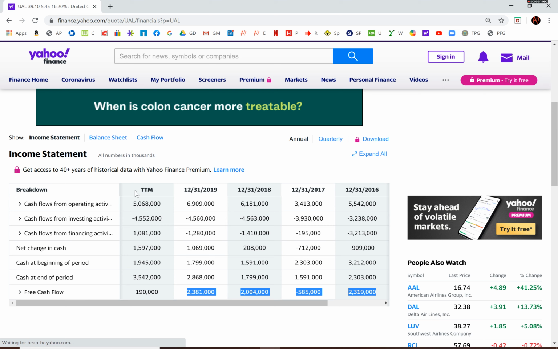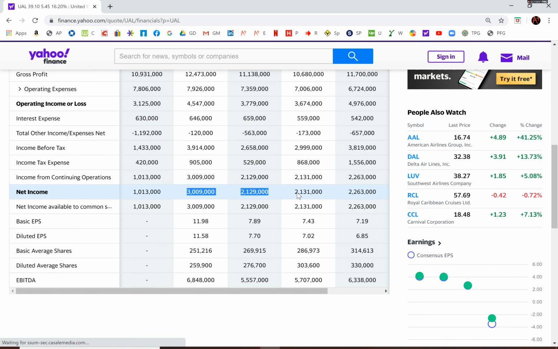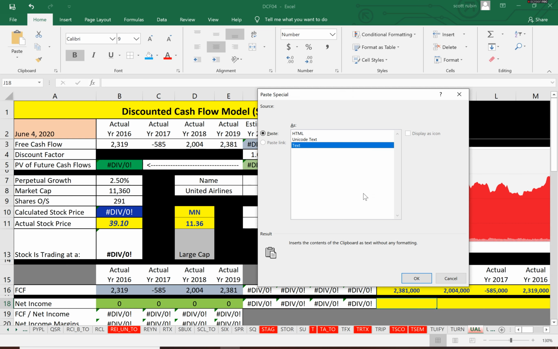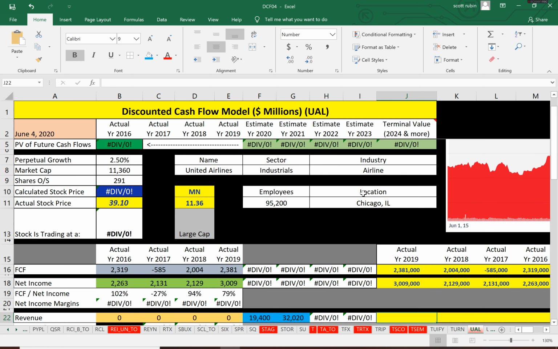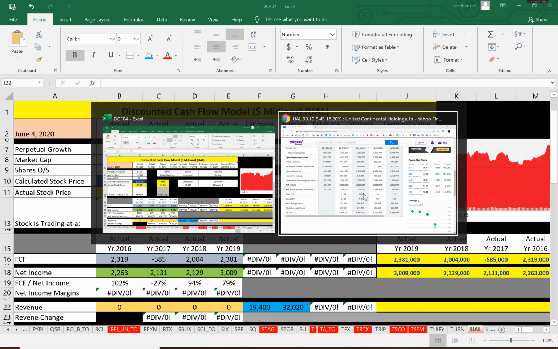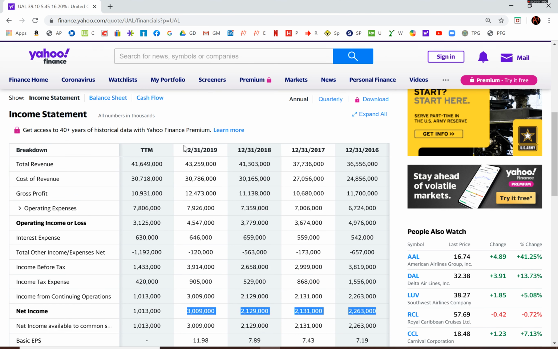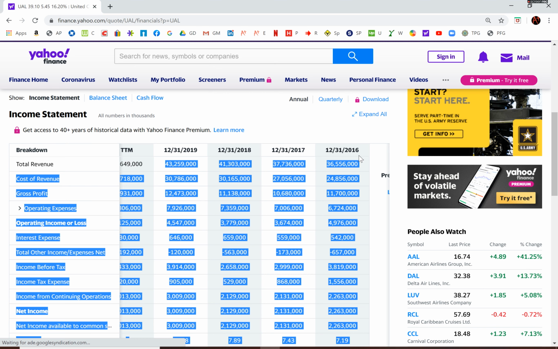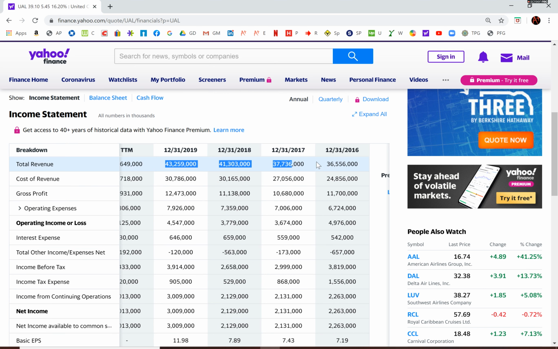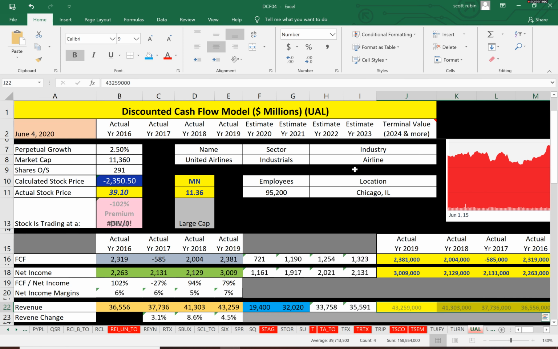Let's look at the income statement because we want to get the net income, which is the profit or loss for a given time frame. And every year they had a net profit. Let's look at the revenue. And that's just the sales for a given time period. We're looking at each year.